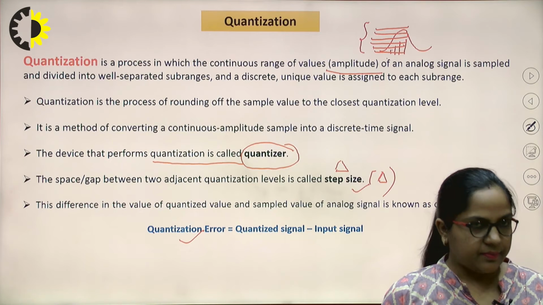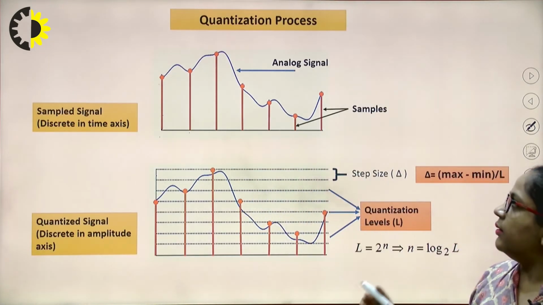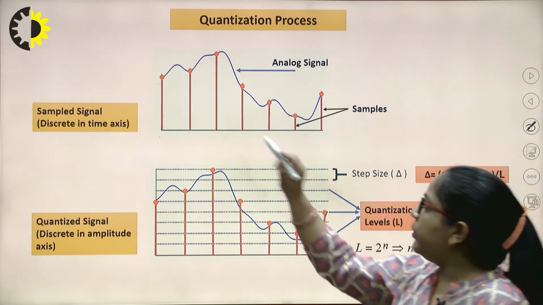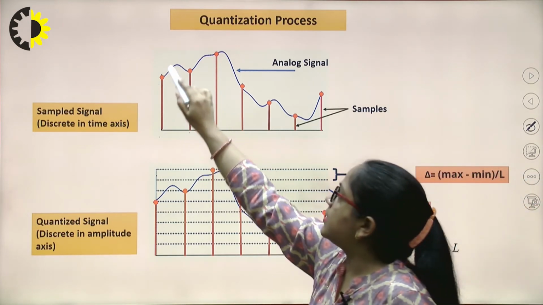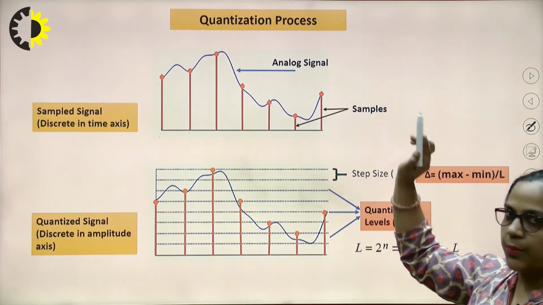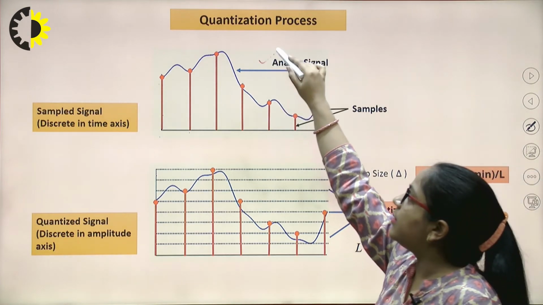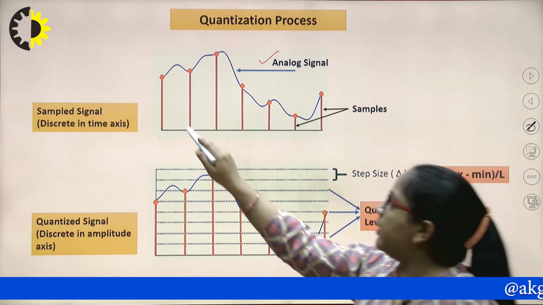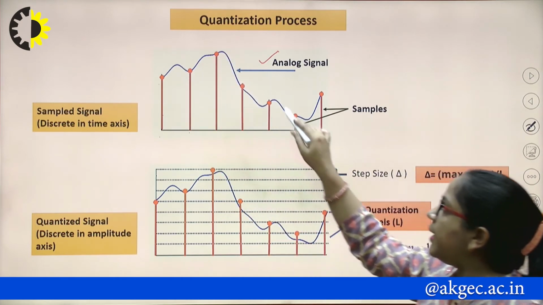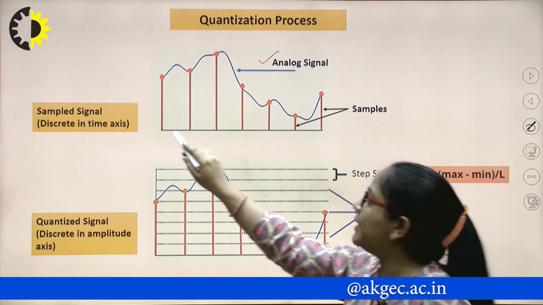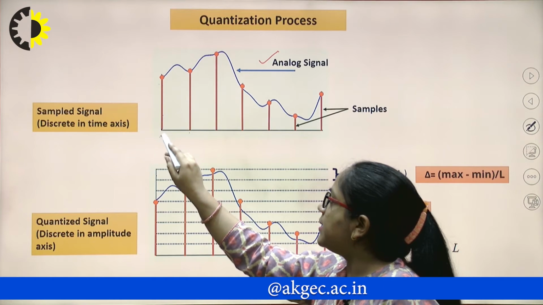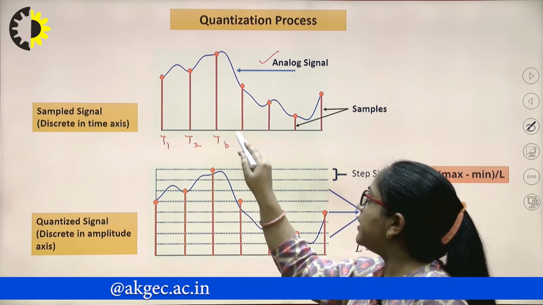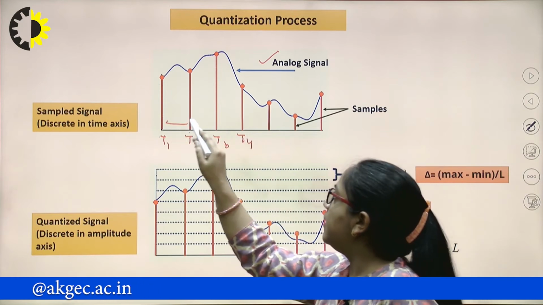Now let us discuss what quantization is with the help of this figure. If this blue waveform represents our continuous time analog signal, then in sampling we discretize our continuous time analog signal into a discrete time signal. That means we assign samples at regular time intervals. The spacing between these samples is uniform.